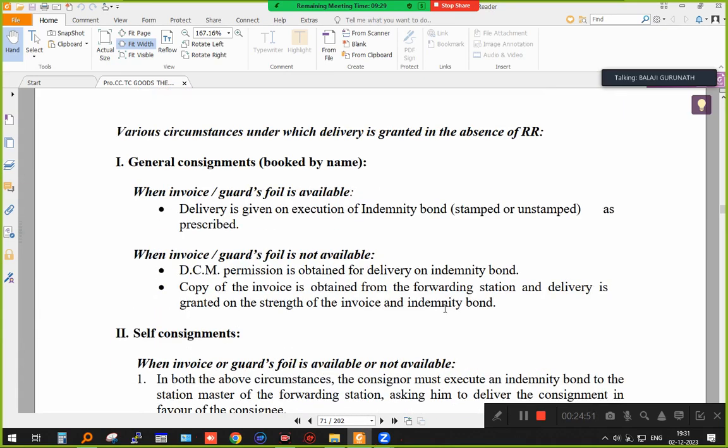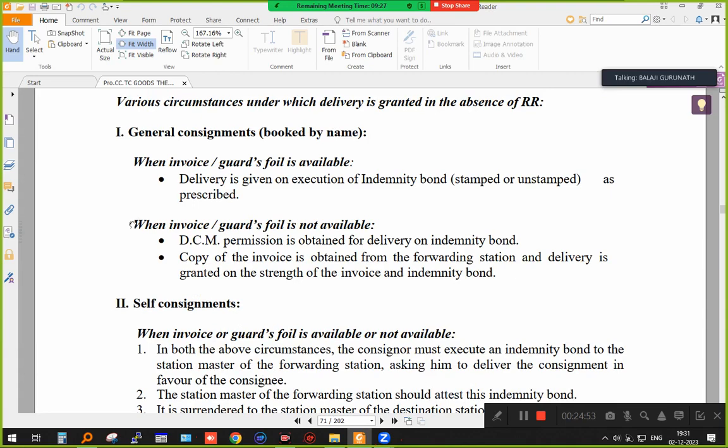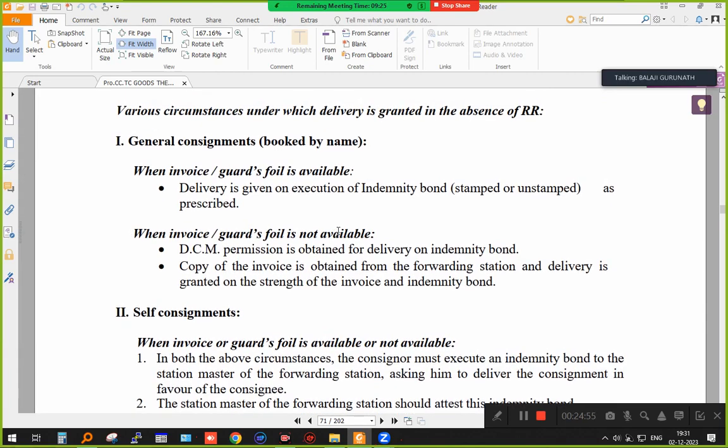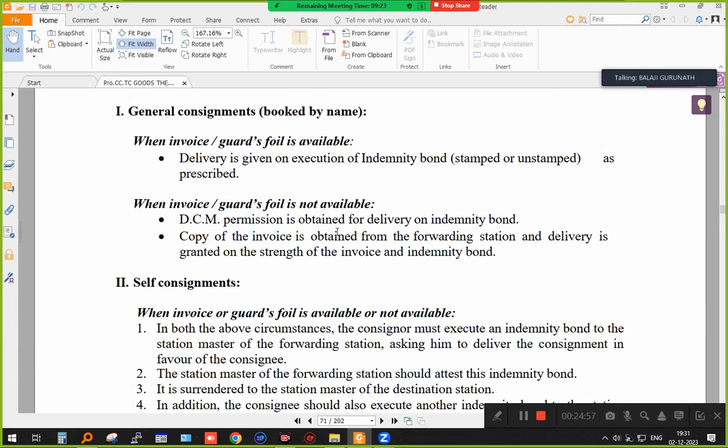Okay. Now, when the invoice or guard foil is not available, we do not know who is the owner of the goods. We do not know the number of packages. We do not know the weight of the packages. We do not know whether it is charged by L scale, R scale, P scale, or whatever scale. We don't know anything. It is a dark horse.